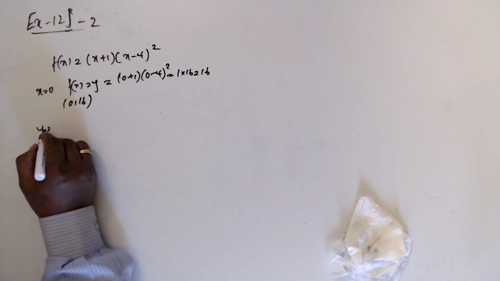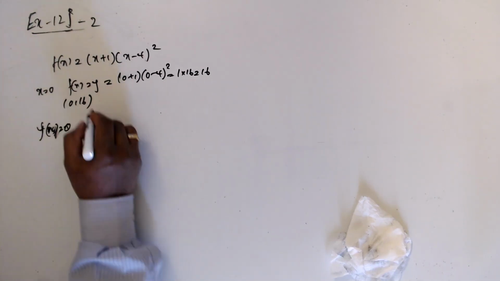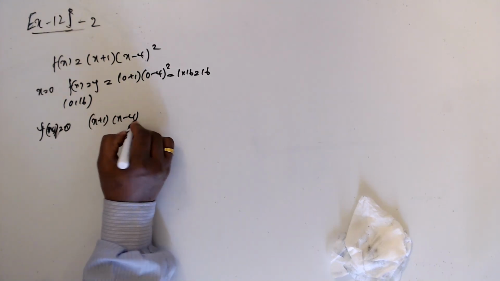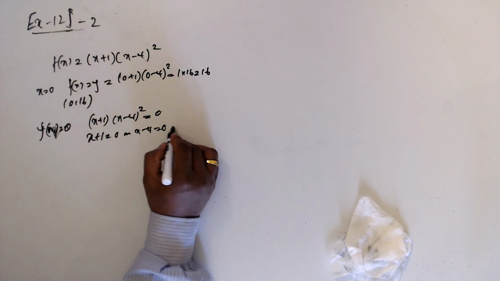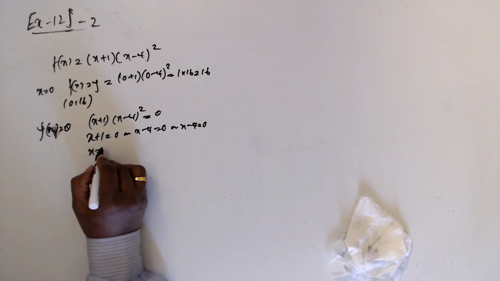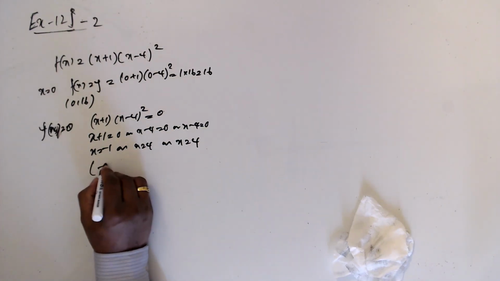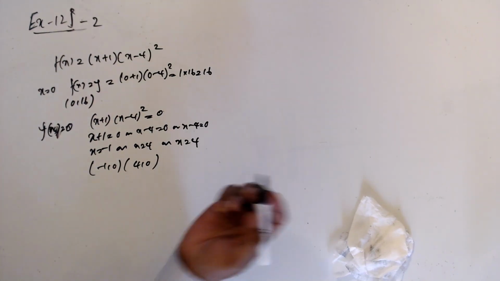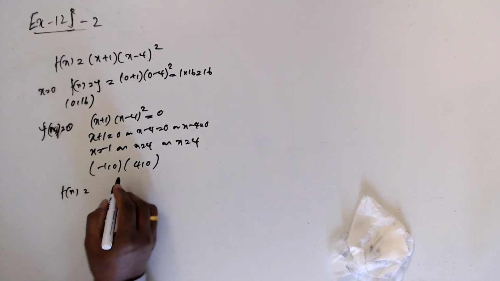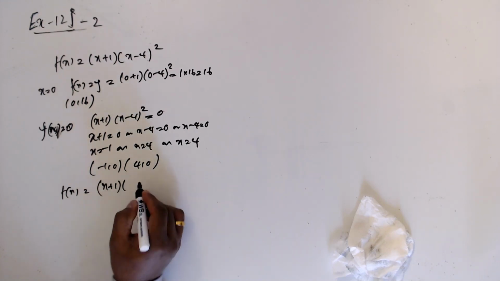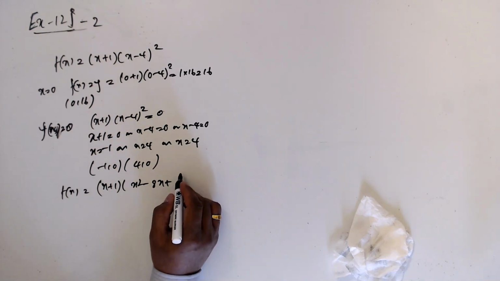Now y or f(x) equals 0: x plus 1, x minus 4 squared equals 0. It means x plus 1 equals 0, or x minus 4 equals 0, so x equals minus 1, or x equals 4. So it is going to be minus 1, 0, and 4, 0. Now let's find the minimum and maximum. So x plus 1 times, this is x squared minus 8x plus 16.